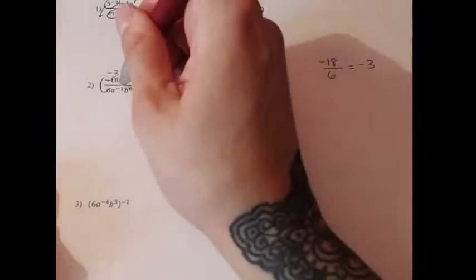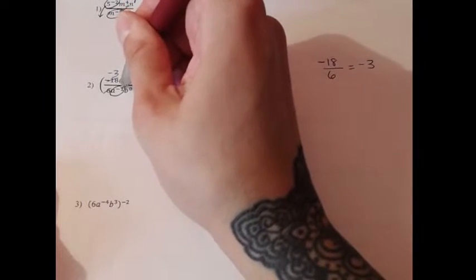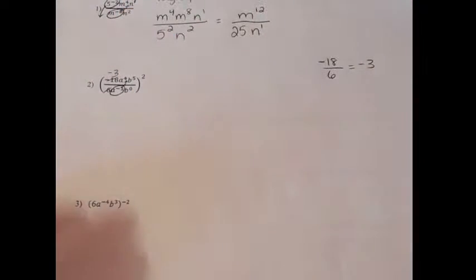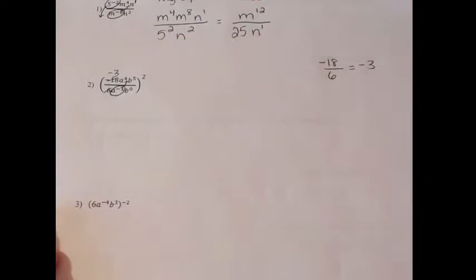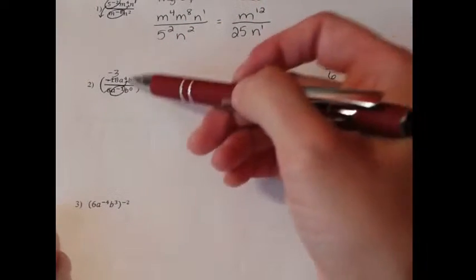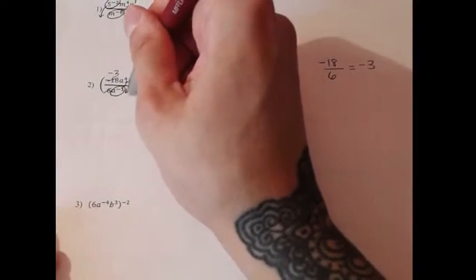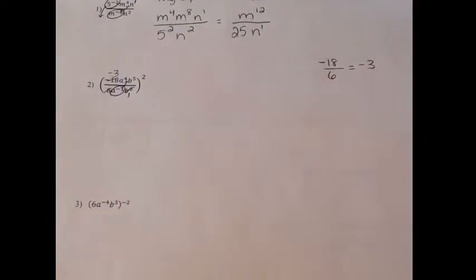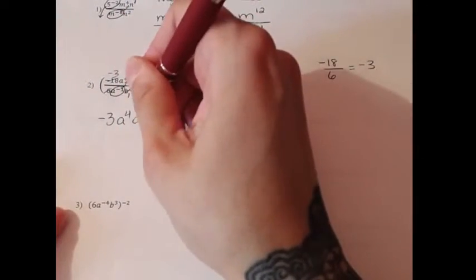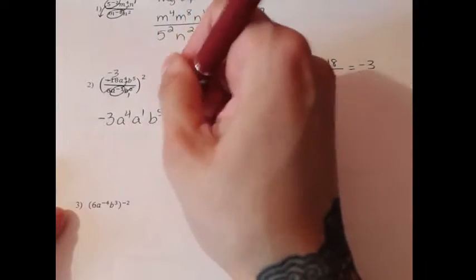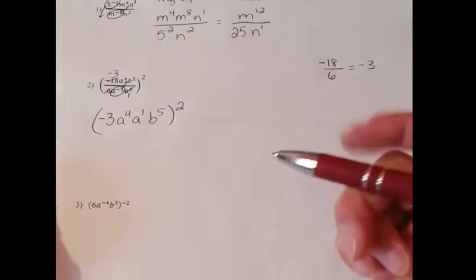Next, I'm going to notice that a to the negative first power means it's going to move to the numerator as a positive power. So that becomes a to the first power up top. And then notice that b to the 0th power is simply 1, and 1 times anything is anything, so we're not actually impacted by that 1. So now I'm going to rewrite this because it's a little messy. So I have negative 3, a to the 4th times a to the 1st times b to the 5th, all raised to the 2nd power.